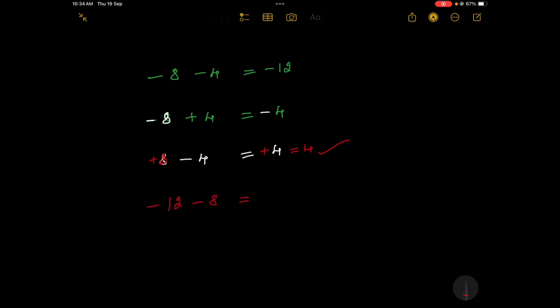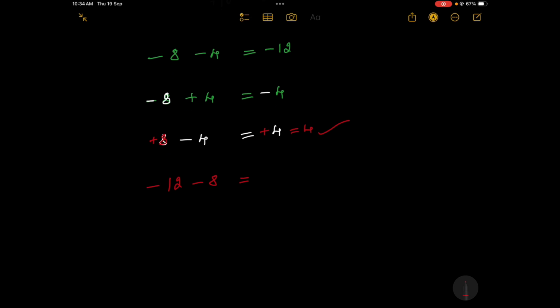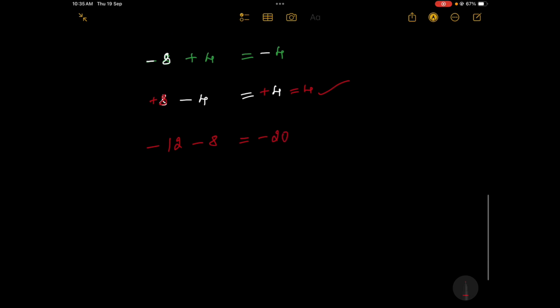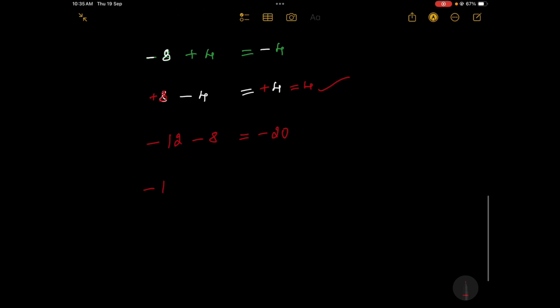Now, suppose I write minus 12 minus 8, what do we get? Minus 12 and minus 8. Try it by yourself now. What do we get? Minus 12 minus 8. Both the numbers are negative. We have to add and keep the negative sign. So minus 12 minus 8 is minus 20.